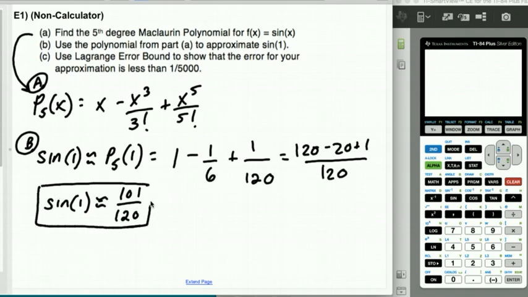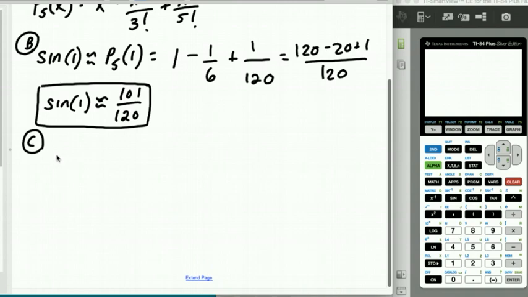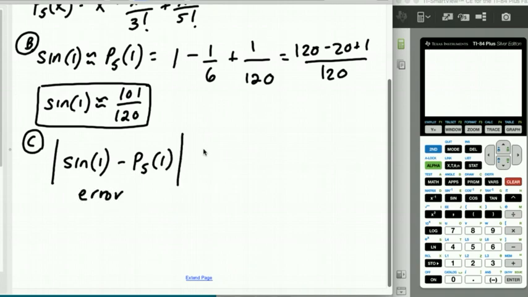All right. Last bit is I need to show that this error is less than 1 over 5,000. Well, the error, right? So the error, which is essentially the actual sine of 1, sine of 1 minus my approximation for the sine of 1, right? That's my error. Should be less than or equal to.